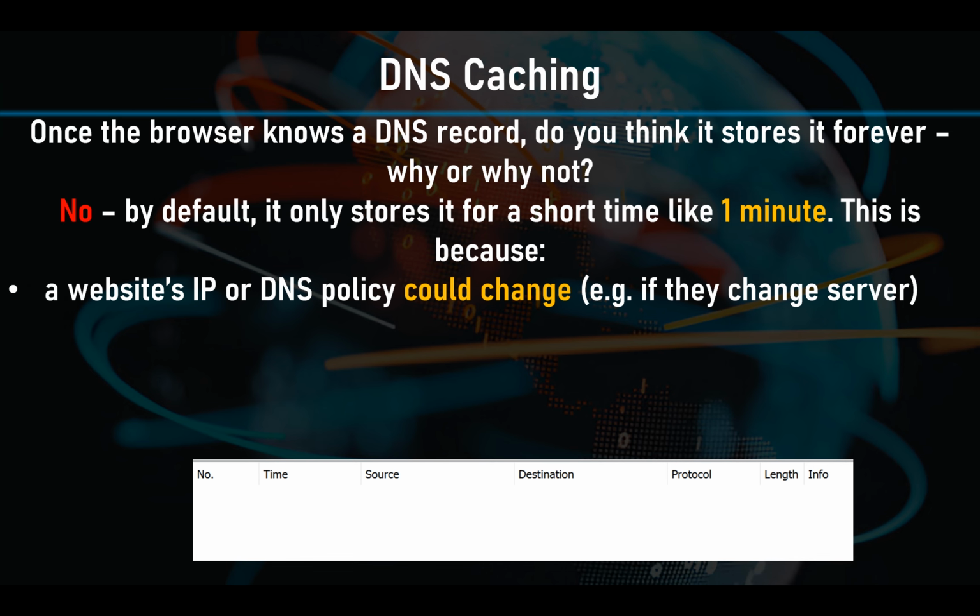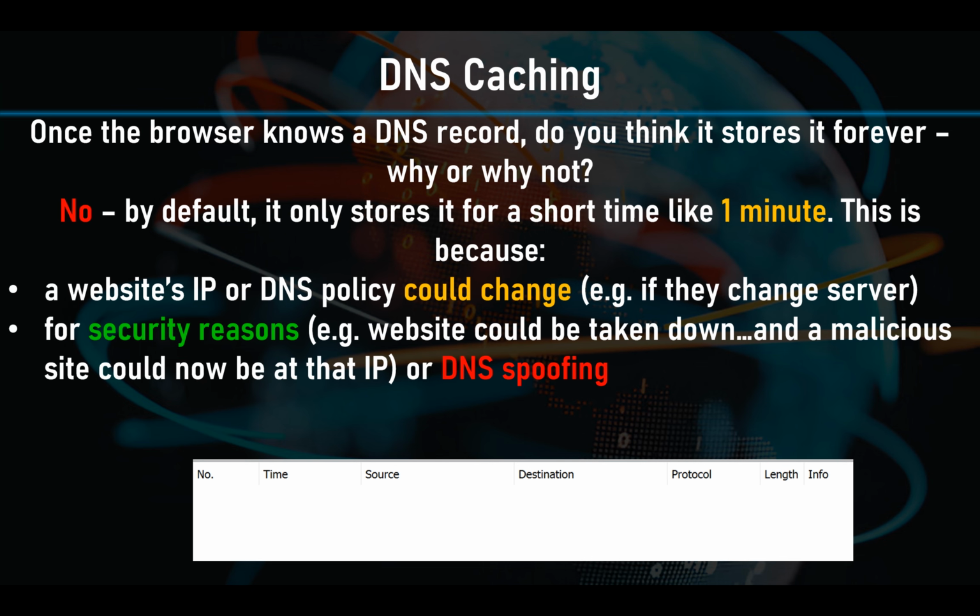This is because a website's IP or DNS policy could change, for example if they change server or some configuration. In this case the DNS record will become invalid, if, for example, the website's IP is changed. Also, for security reasons, let's say a website could be taken down, and a malicious site could now be at that IP. You wouldn't want to navigate to that IP address thinking it was one website, but it actually turns out to be a different website now.